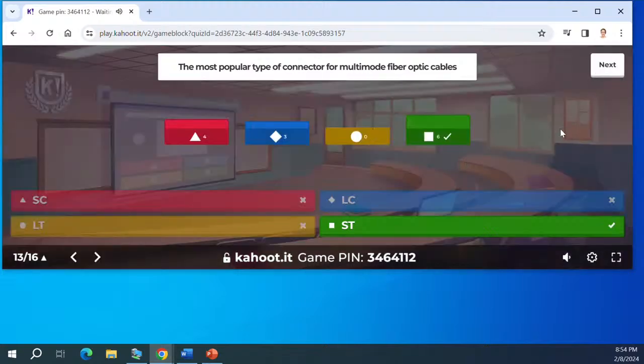What's the most popular type of connector? Straight tip. It's the very first one we talked about. Straight tip.